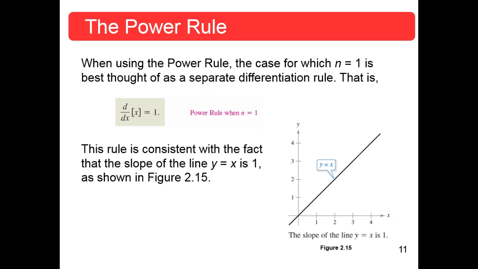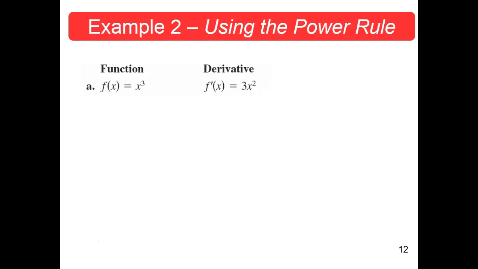Okay, it looks like the same thing over itself. So sure enough, that is 1. The rule is consistent with the fact that the slope of a line, if the slope of that line is 1, y is equal to x, the derivative of y with respect to x has to be 1, just like we did before. Okay? So that makes sense.